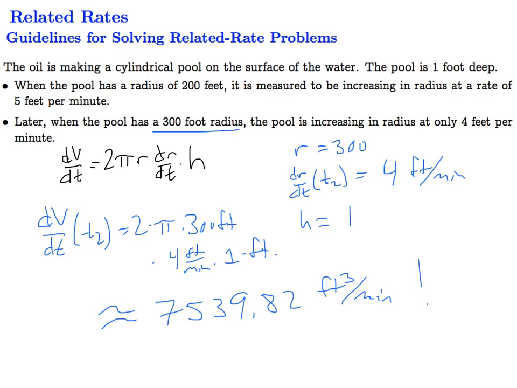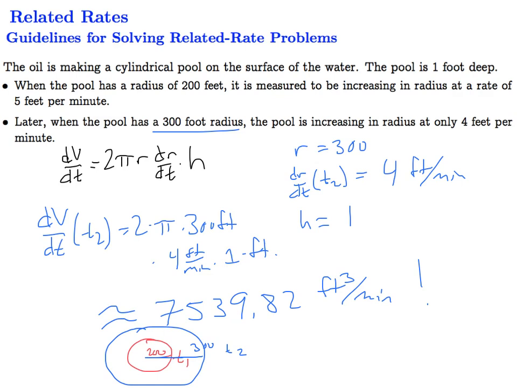So this is bad. Even though our oil is getting bigger more slowly, the problem is that we're actually having an increased amount pour out. At time t1, our radius was only 200 feet, but when our radius got out to 300 feet at time t2, we have a bigger volume coming out, even though it's slowing down how fast it's increasing in size.